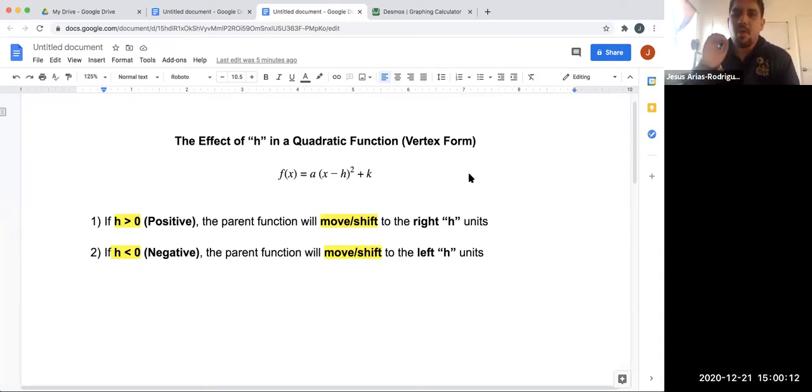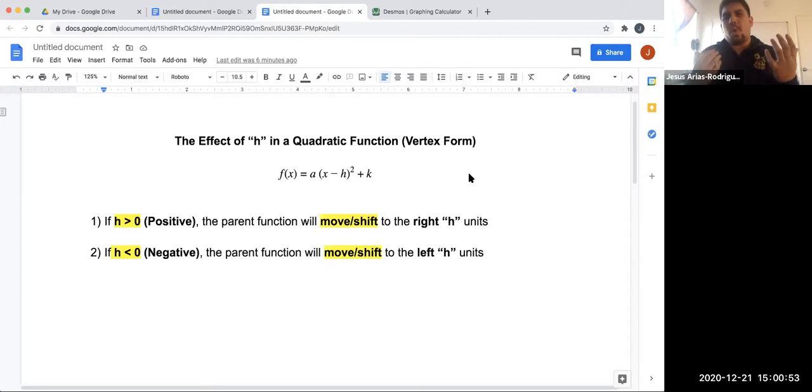And technically speaking, when you're looking at these effects of h on these quadratic functions, two things happen. Number one, if the value of h is bigger than 0, which means it's positive, the parent function will move or shift or translate to the right h units. I'm going to talk in a second about what the parent function is. For the second case, if on the other hand the value of h is less than 0, which means it's negative, then the parent function will move or shift or translate to the left h units on the coordinate plane.